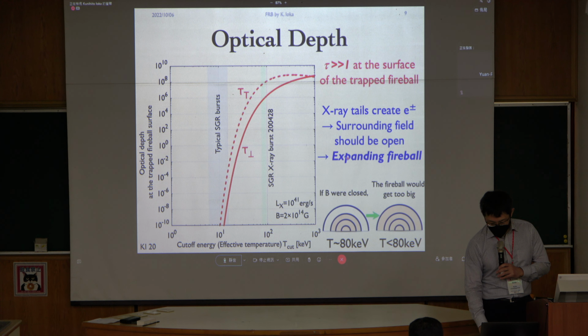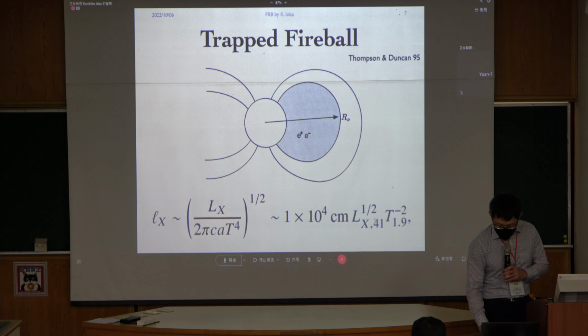Otherwise, the following things happen. If the magnetic field were closed, then because the fireball is optically thick, X-rays from this fireball create e+/e- outside this fireball. And if the magnetic field were closed, then the trapped fireball becomes bigger. And as you remember, if the size becomes bigger, this observation cannot be explained.